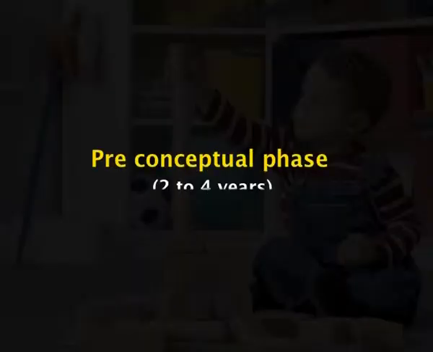The pre-operational stage can be further grouped. They are the pre-conceptual phase, 2 to 4 years. The child is very egocentric. He classifies objects only by a single feature.